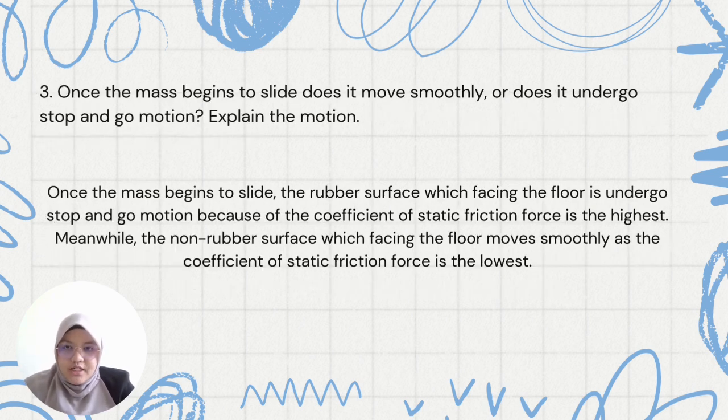So, the last question is, once the mass begins to slide, does it move smoothly or does it undergo stop and go motion? Explain the motion. So, the answer: once the mass begins to slide, the rubber surface facing the floor undergoes stop and go motion because the coefficient of static friction is the highest. Meanwhile, the non-rubber surface facing the floor moves smoothly as its coefficient of static friction is the lowest.